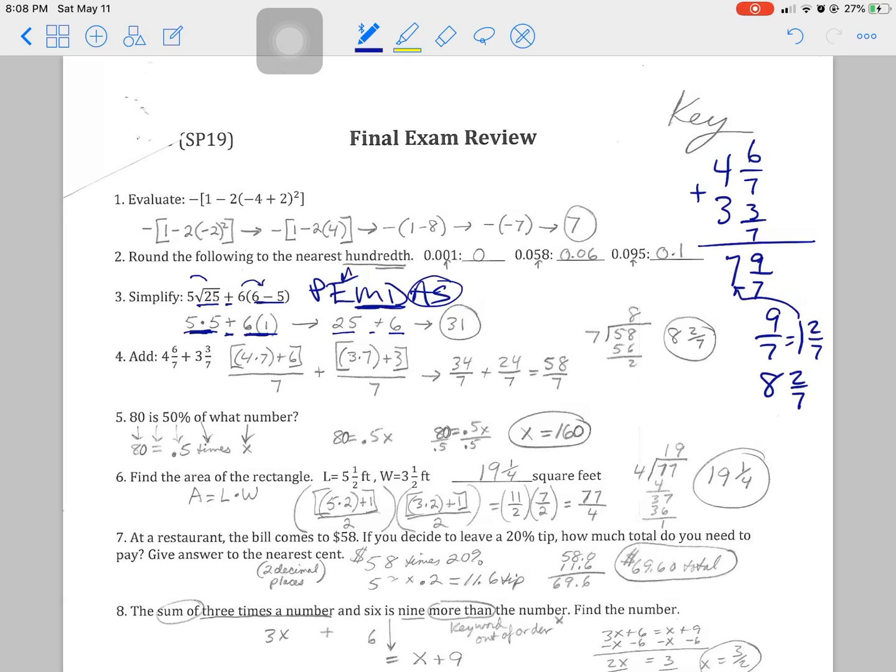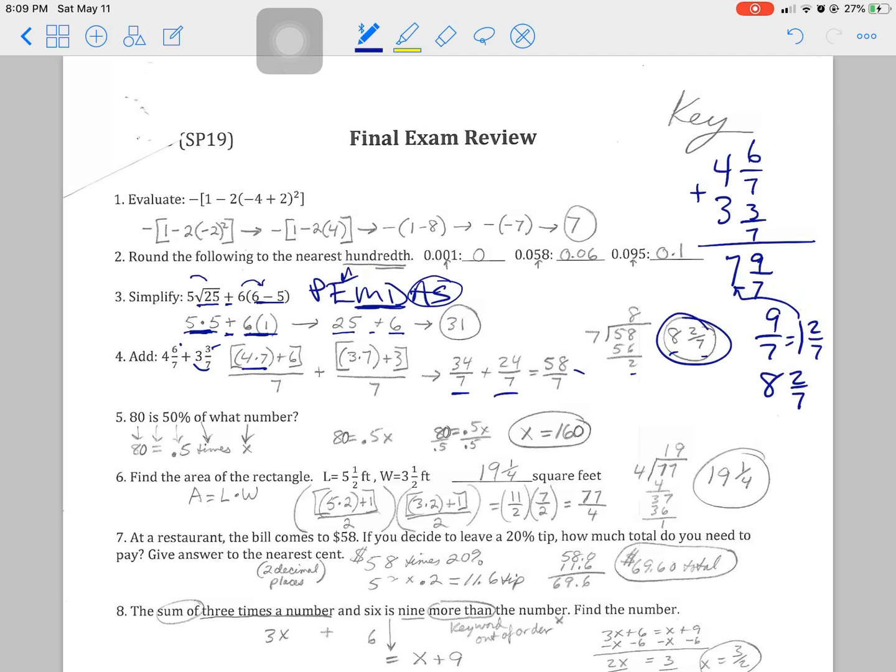Another way to do it is convert your mixed number to an improper fraction. So that would be the whole number times the denominator, so 4 times 7. And then you're going to add the 6 to it that's up here, okay? So 4 times 7, you must do first. You're going to get 28 plus 6 will give you the 34 over 7. And then 3 times 7 is 21 plus the 3 is 24. That gets you here. You add them across, that gets you 58 over 7. 7 into 58 goes 8 times, so that's your whole number. And then the 2 goes back over the 7, okay? So that's the final answer if they want.